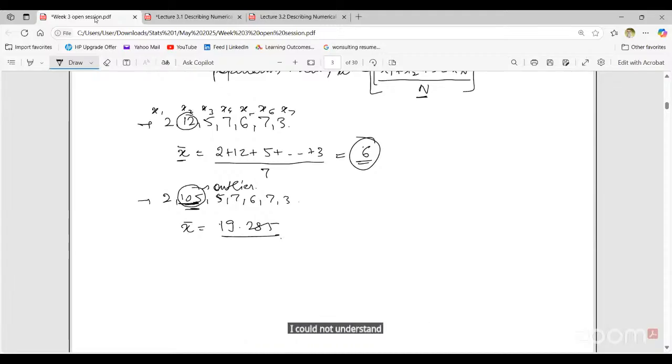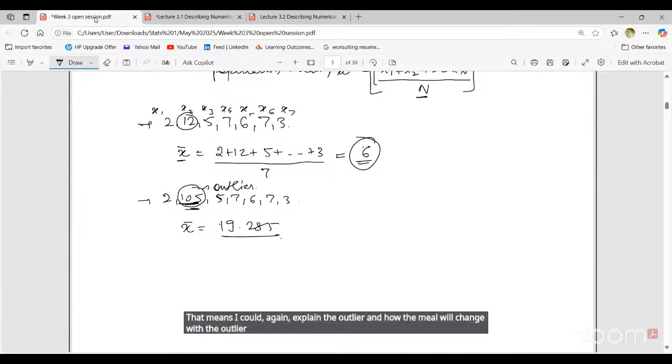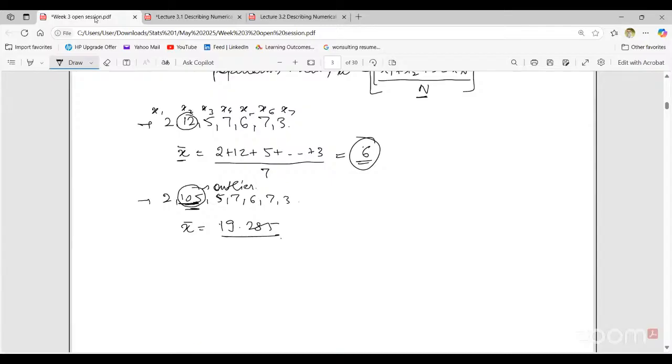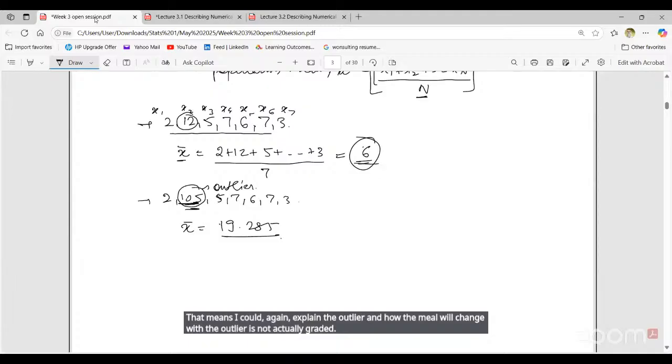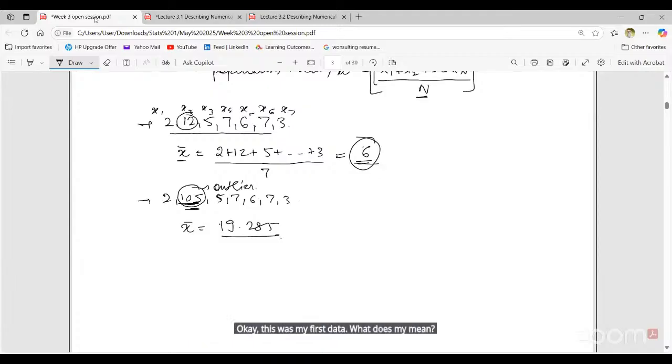I could not understand the outlier and how the mean will change. Could you please explain again? Okay, this was my first data. What is my mean? 6. Now, in place of 12, I have written just 105. If you compare all these data, I have 2, 5, 7, 6, 7, and 3, and then a number like 105.